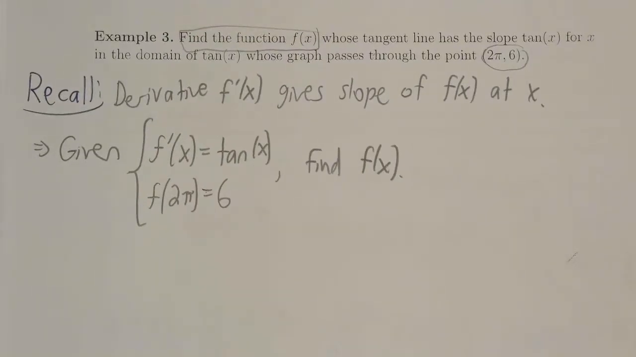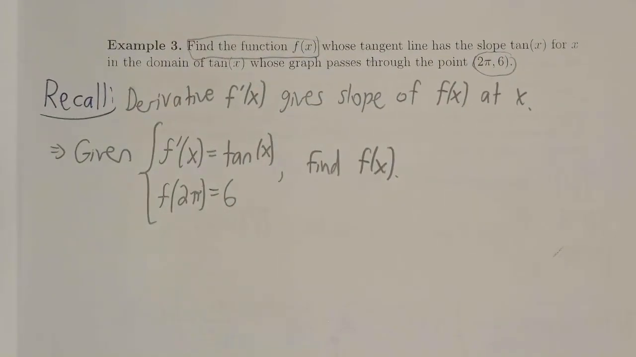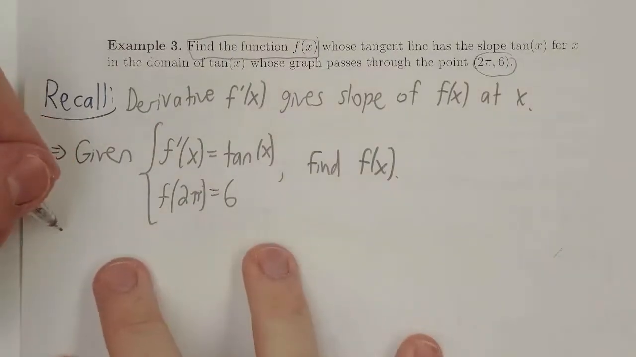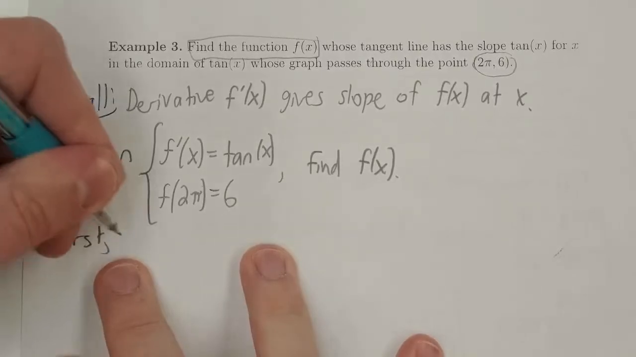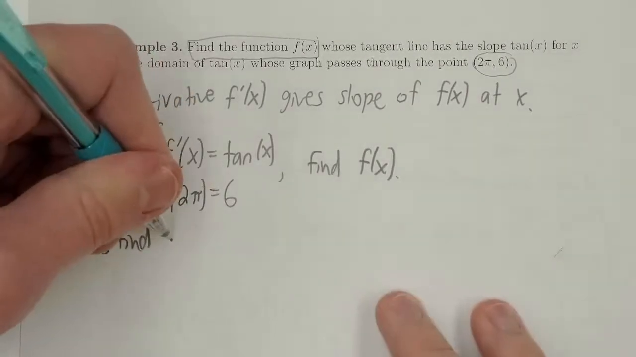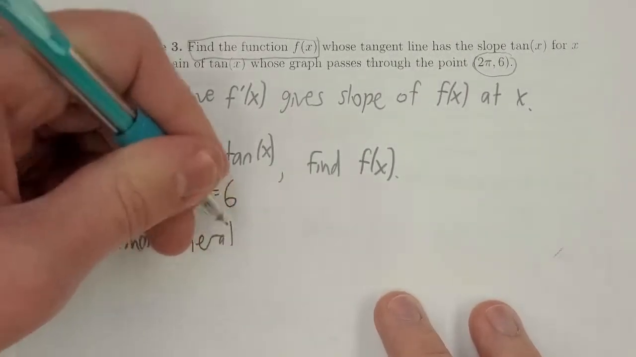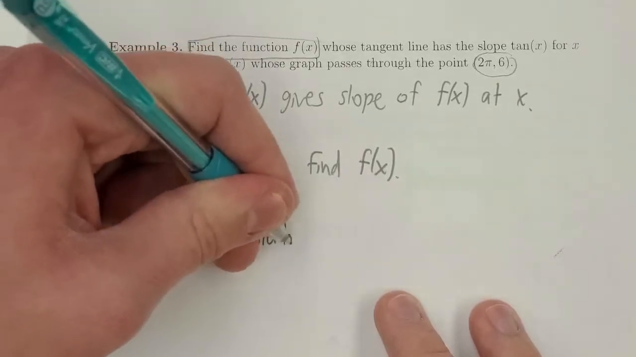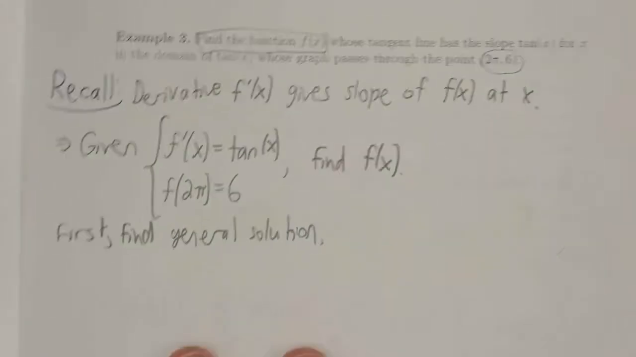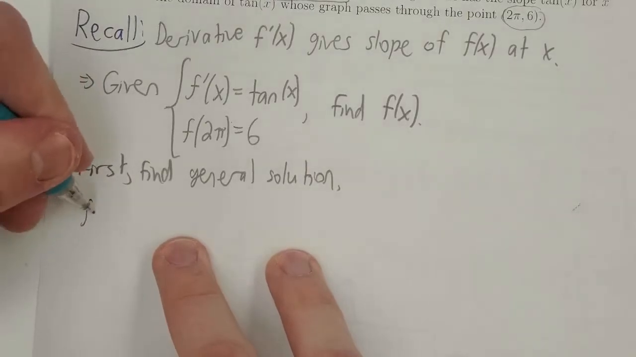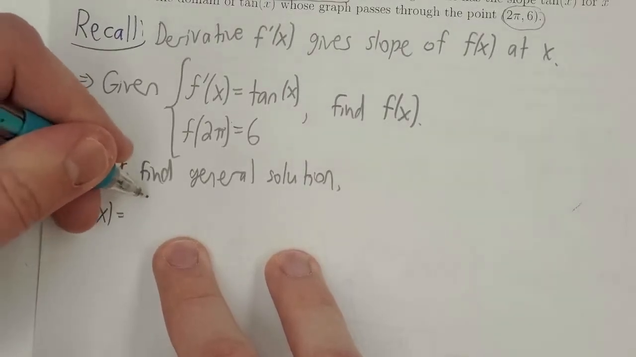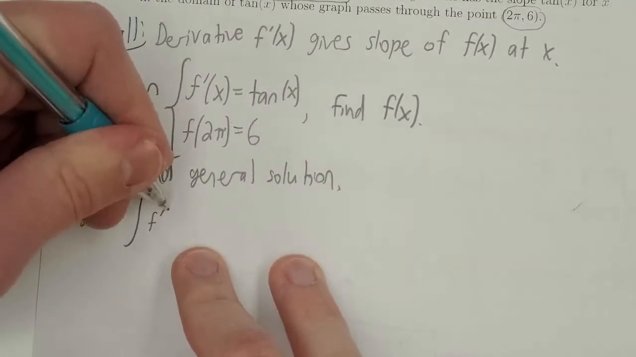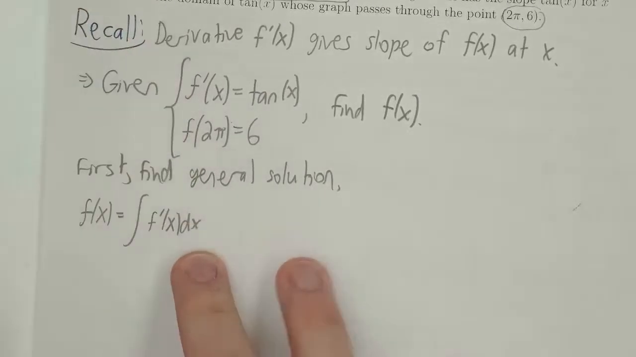So as per with these initial value problems that we also discussed in lesson R, the first thing we need to do is figure out, well, what is the general solution to this thing? So first, find general solution. Okay. So we have f of x, so that means we've got to find the antiderivative of f prime of x to get the general solution.